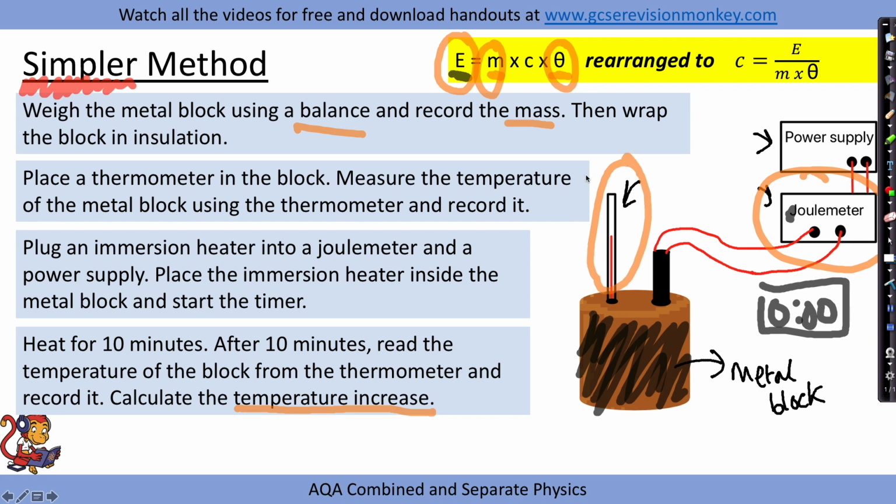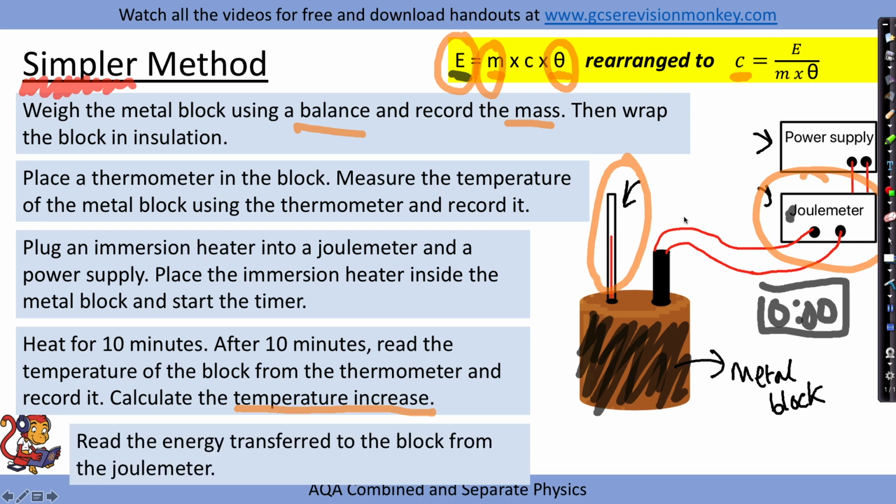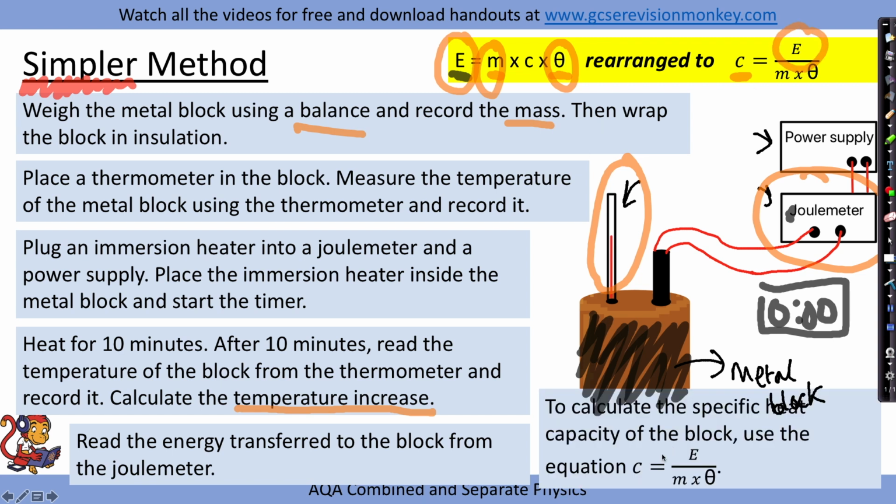So the final thing we need to do is rearrange that equation on our data sheet to make it specific heat capacity equals, and that would equal energy divided by mass times temperature change. So to do that, we read the energy transferred to the block from the joule meter. That will give us the E like we said. And then we put the numbers into our equation. Specific heat capacity equals energy divided by mass times theta.